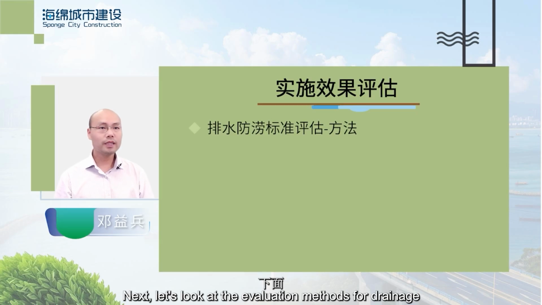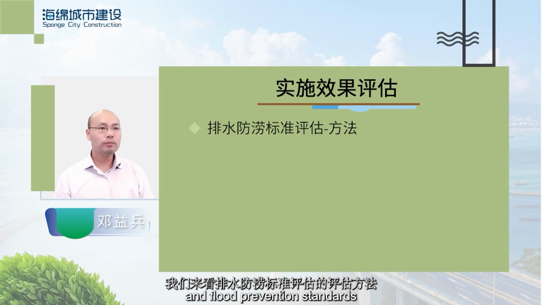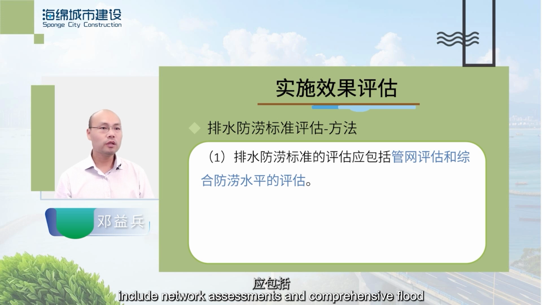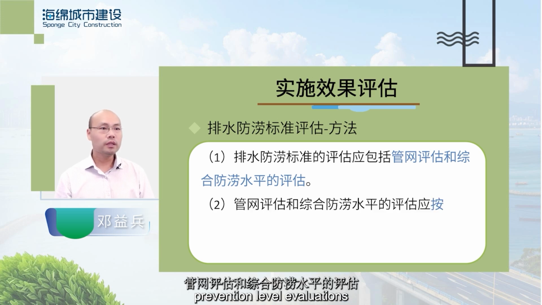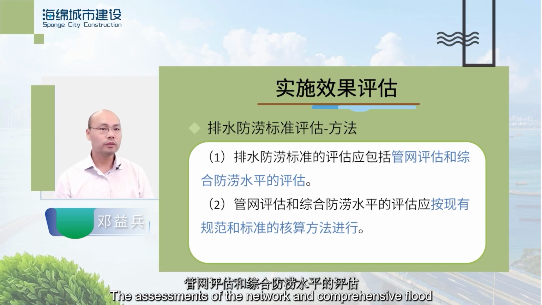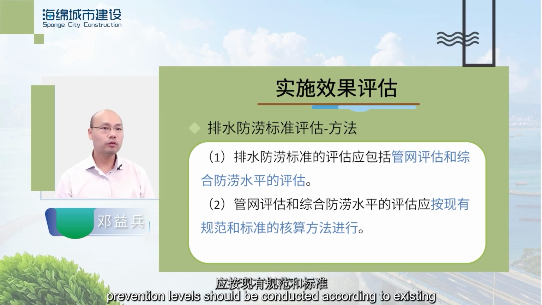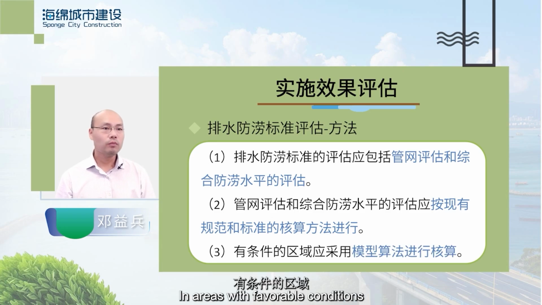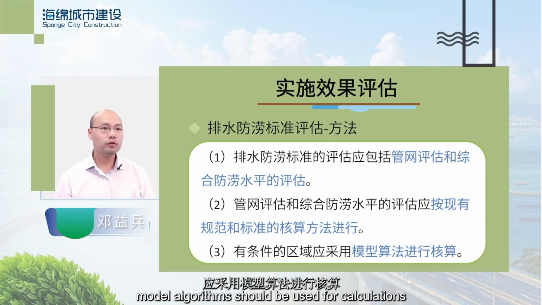Next, let's look at the evaluation methods for drainage and flood prevention standards. The evaluation of drainage and flood prevention standards should include network assessments and comprehensive flood prevention level evaluations. The assessments of the network and comprehensive flood prevention level should be conducted according to existing regulations and standard calculation methods. In areas with favorable conditions, model algorithms should be used for calculations.